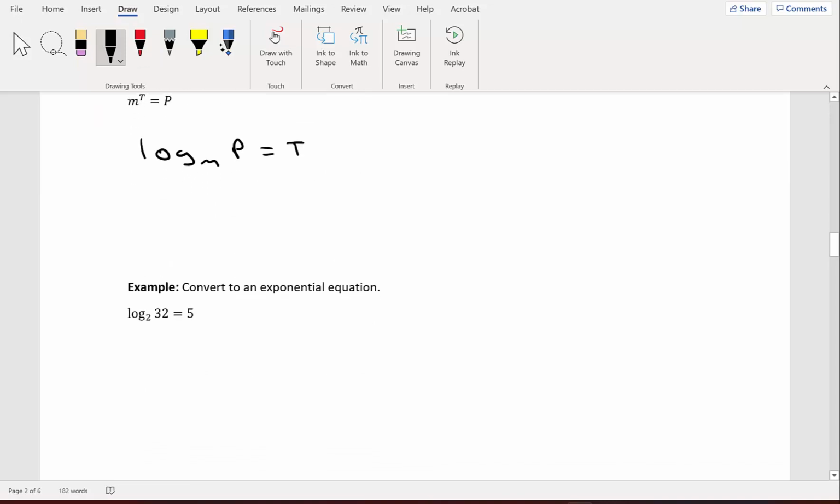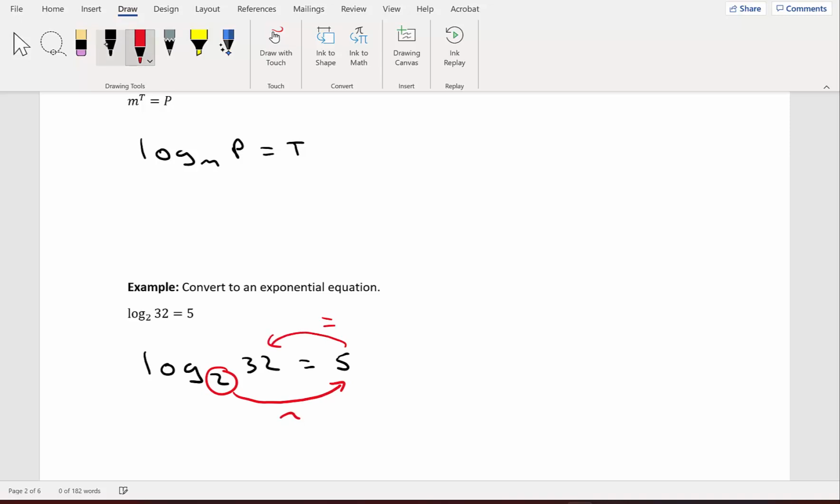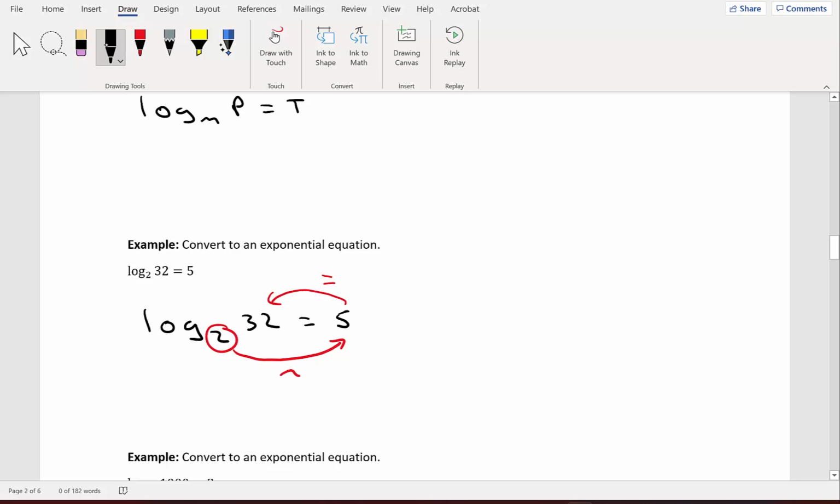This time we're going the other way around. We have a logarithmic equation, and we're going to change this into an exponential equation. So we're starting off with log base 2 of 32 equal to 5. So we take our base, raise it to this power, and it has to be equal to this number. So we have 2 raised to the 5th power is equal to 32.